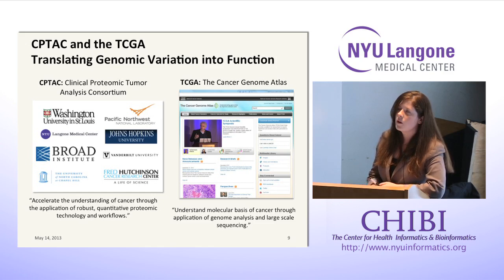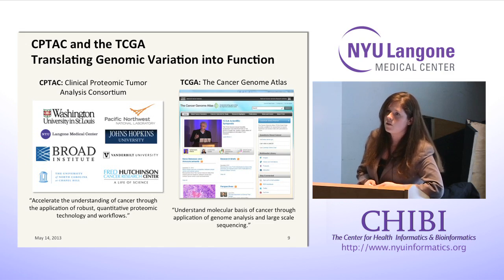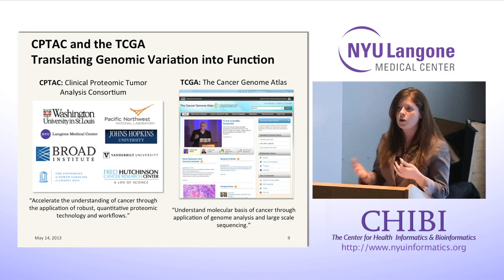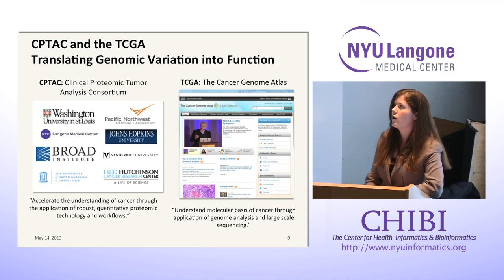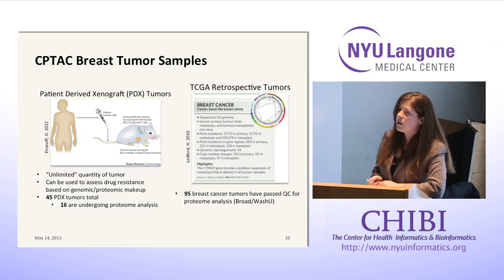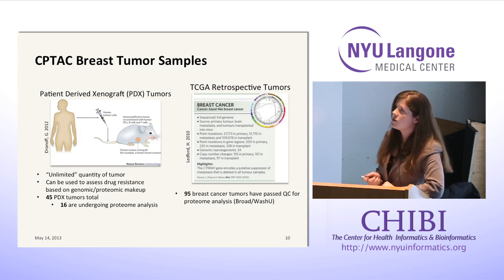We also work with the TCGA, or the Cancer Genome Atlas, which has been working for many years doing the sequencing of cancer genomes. At this point, they've done thousands of cancer genome sequences, and their goal is to understand cancer through genomic analysis. We're working with them to combine the proteomic and genomic data to get a better viewpoint of cancer biology. We're working primarily with two different tumor types.